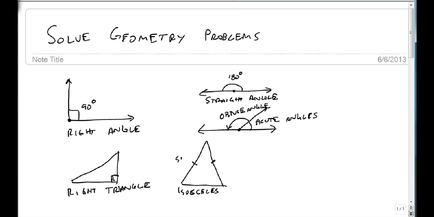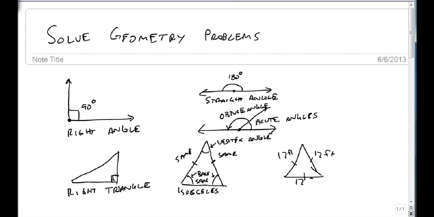This side and this side are the same length. It also means that these two angles, called the base angles, are the same. And then we have up here what we call the vertex angle. The last one is an equilateral triangle where all three sides are actually the same. So this mark shows that they're all the same. So this would be like 12 feet, 12 feet, and 12 feet. In this case, all of the angles are also the same, and the angles are all 60-degree angles.